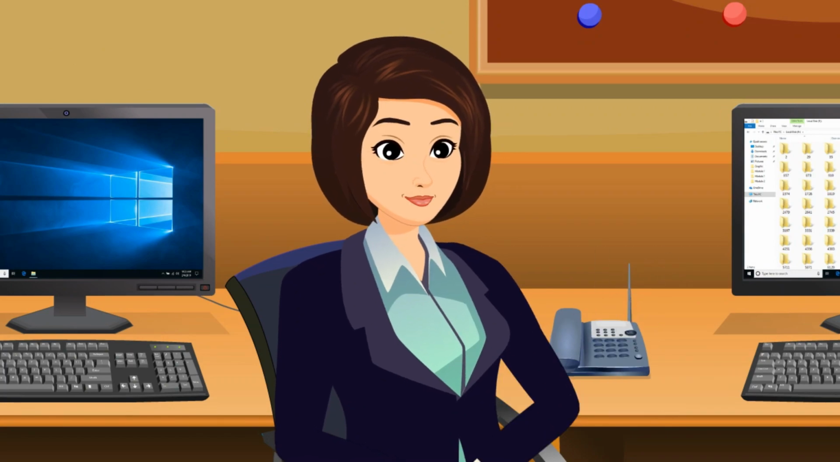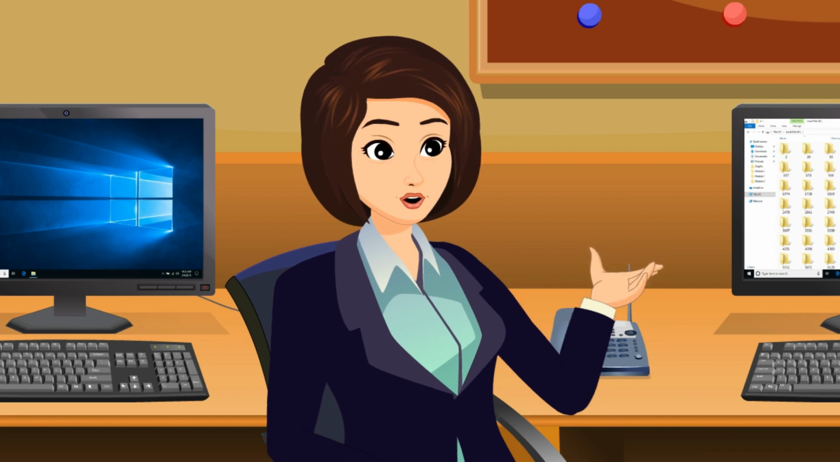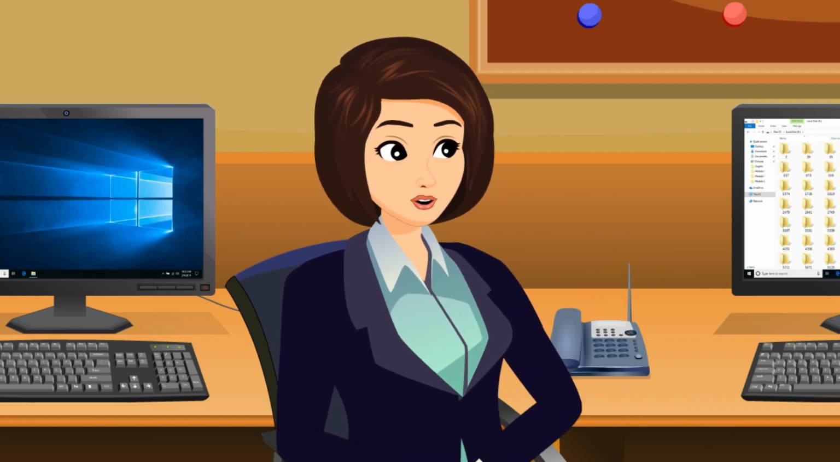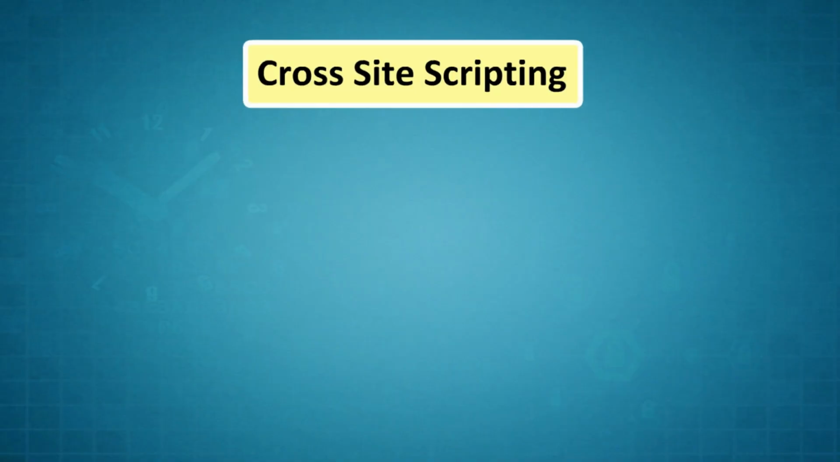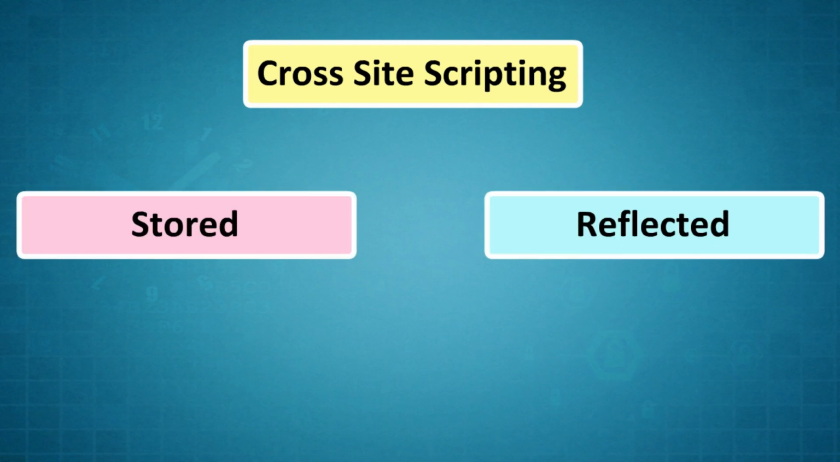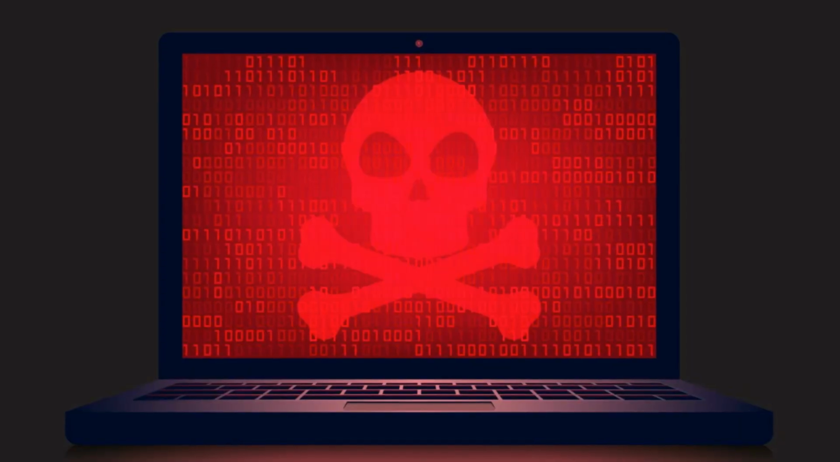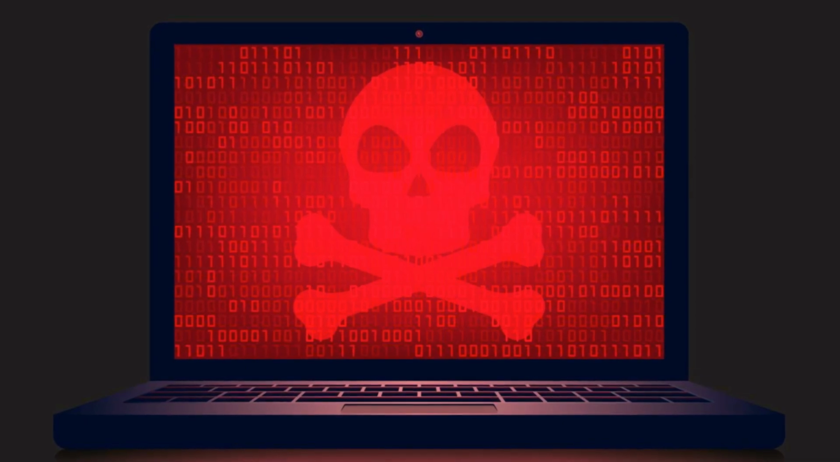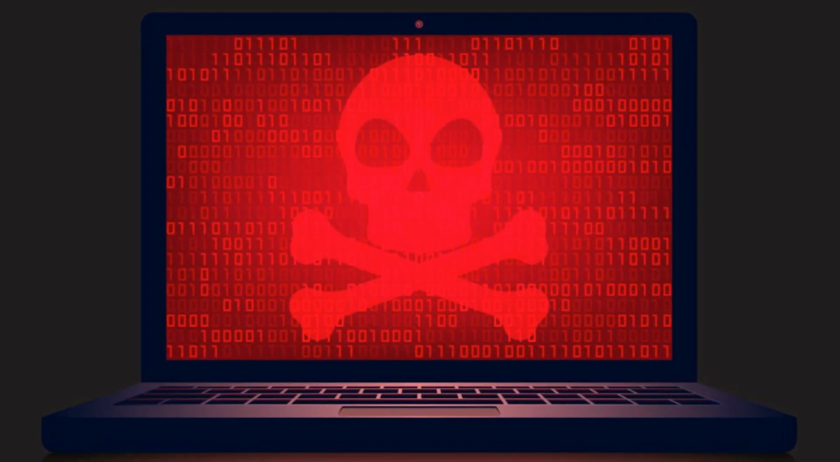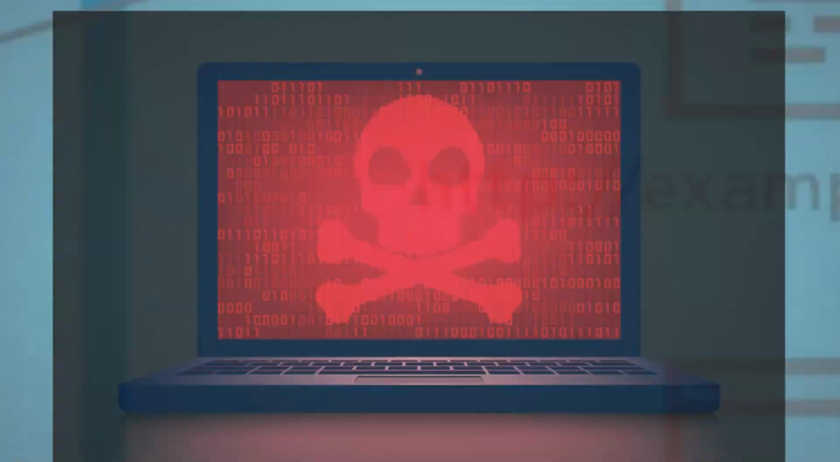Finally, session cookies could be revealed, enabling a perpetrator to impersonate valid users and abuse their private accounts. Cross-site scripting attacks can be broken down into two types: stored and reflected. Stored XSS, also known as persistent XSS, is the more damaging of the two. It occurs when a malicious script is injected directly into a vulnerable web application.